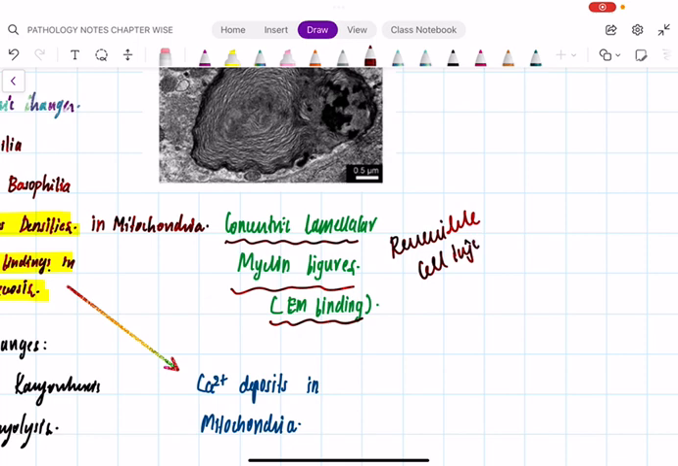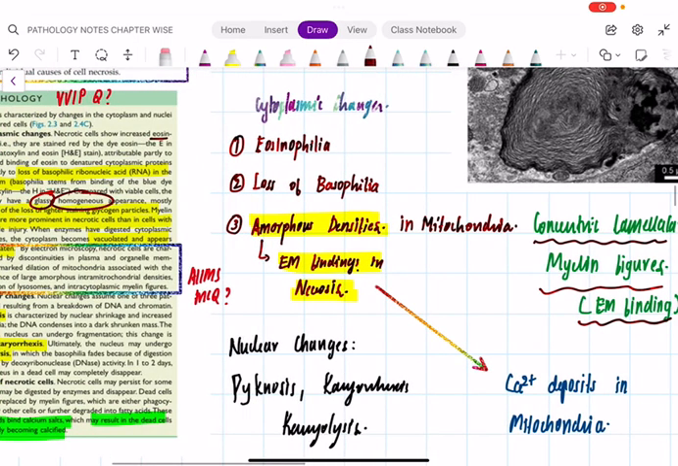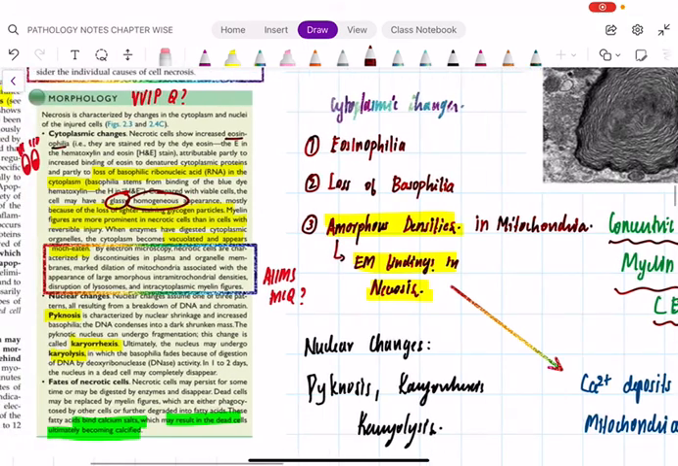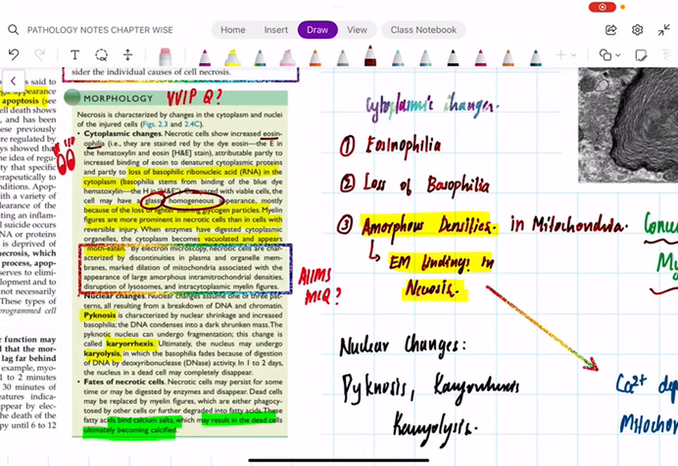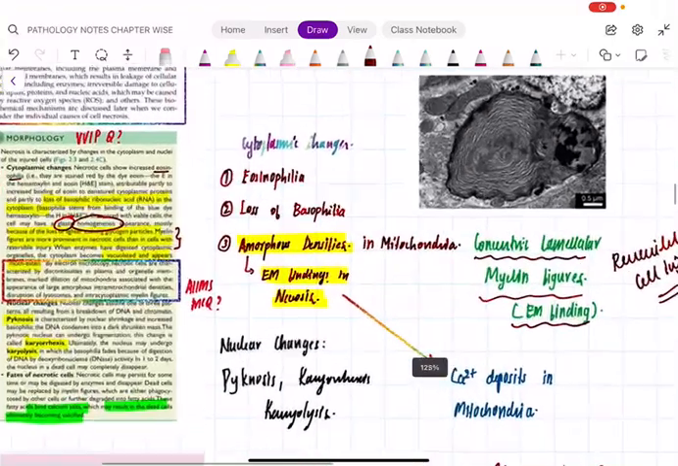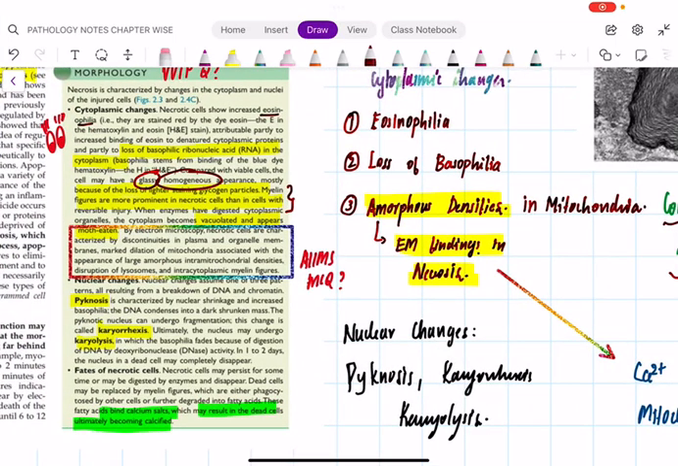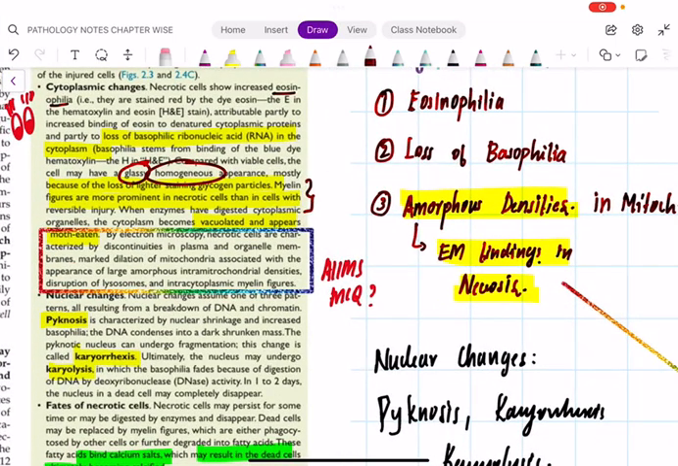Which of the following is not a feature of irreversible cell injury? You can go for the answer of myelin figures, because myelin figures are actually a feature of reversible cell injury, not irreversible cell injury. It is well mentioned here. See, in Robbins there is a controversial statement: myelin figures are more prominent in necrotic cells than in cells with reversible injury.